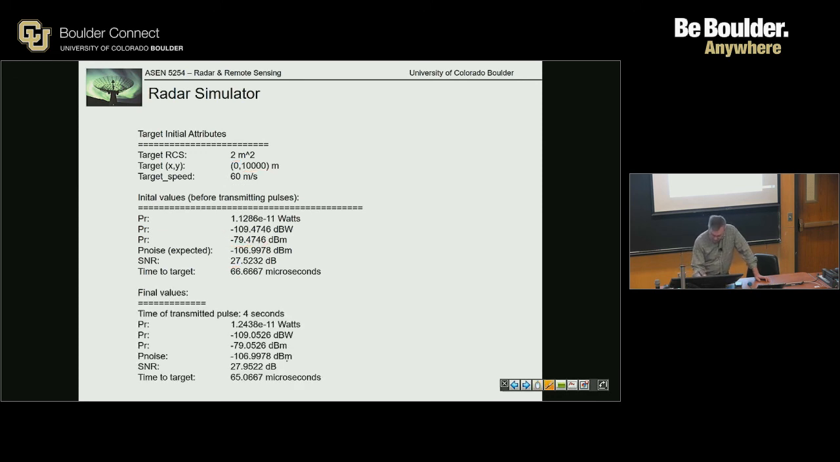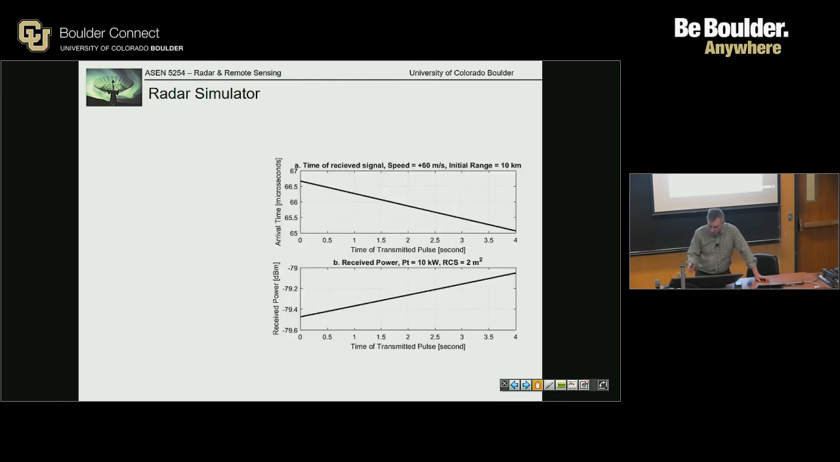Final values: the signal-to-noise changed by a fraction of a dB, and the time to target changed by 1 microsecond. During the 4 seconds, there were 40,000 pulses transmitted. This time of arrival is the time the pulse went out and back. And since the target is approaching, that time is decreasing. And this is the received power during the 4 seconds.